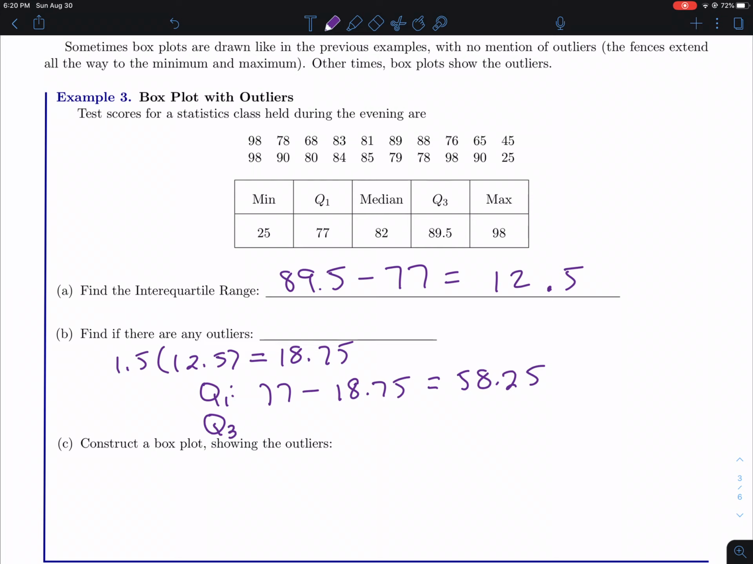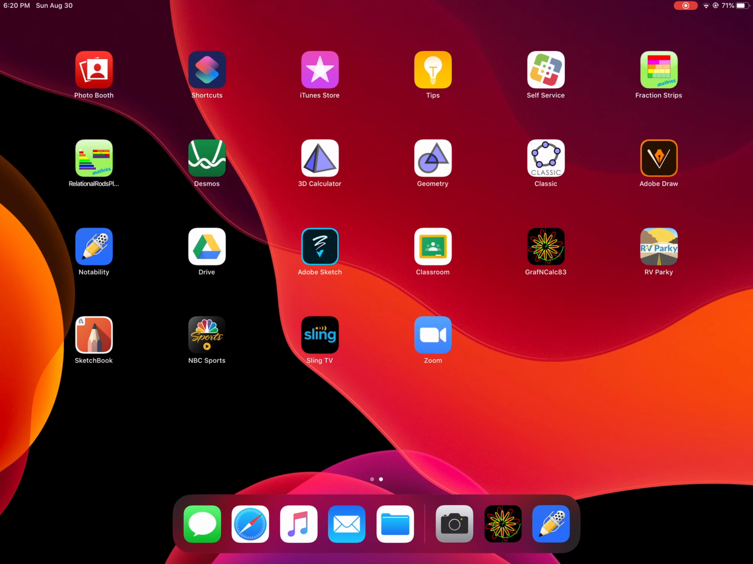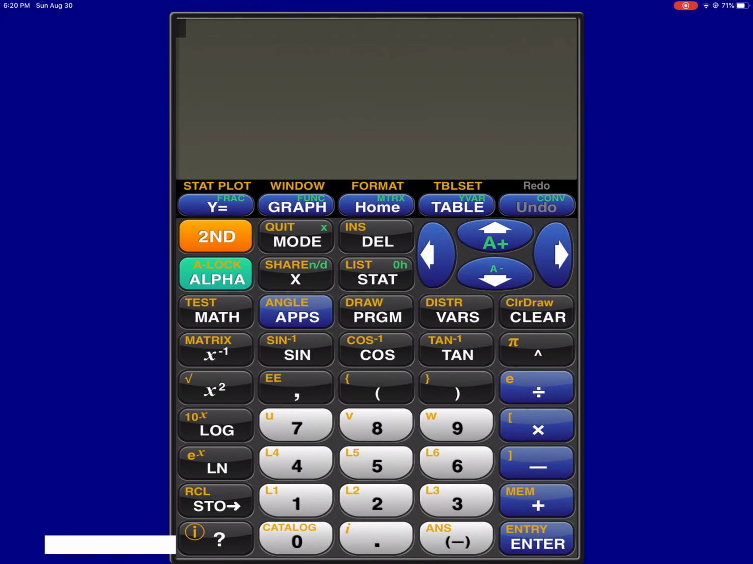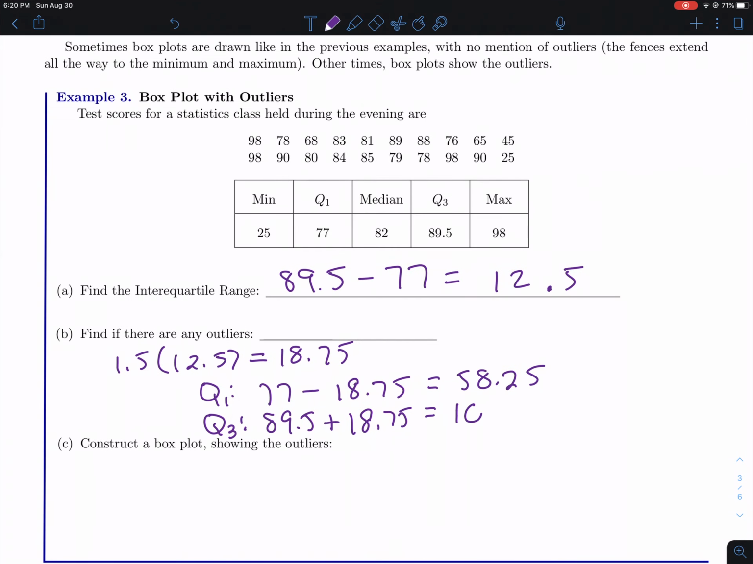And then for Q3, we want to take our 89.5 and add 18.75. So 89.5 plus 18.75 is 108.25. And so what we're looking for are numbers that are less than this number or more than this number.